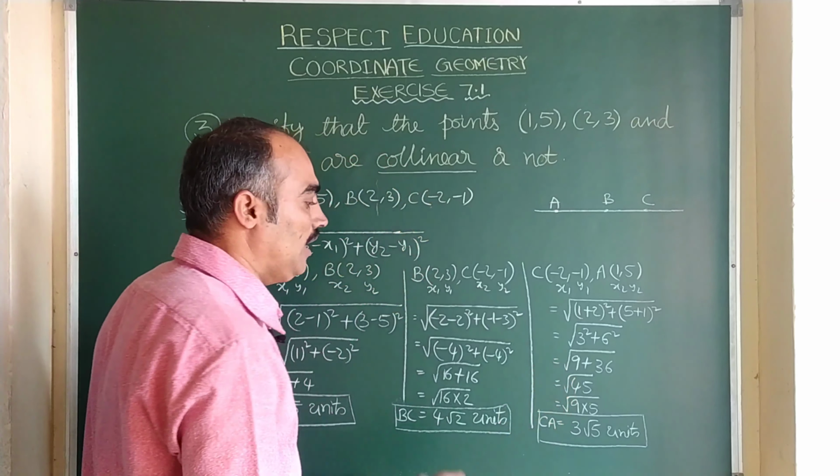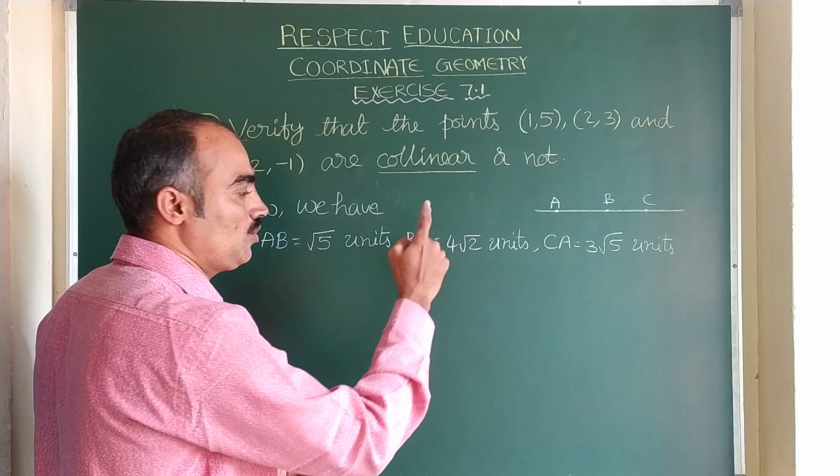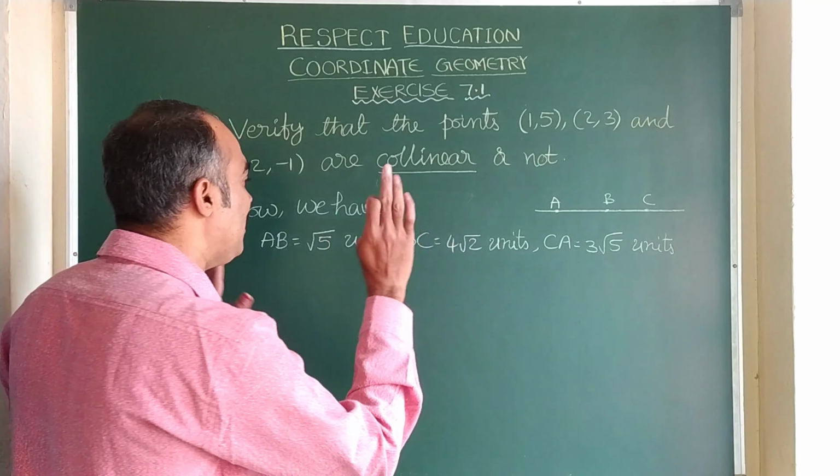These are the values we just got. AB equals root 5 units. BC equals 4 root 2 units. CA equals 3 root 5 units. As I have told you, if you add any two of the values, you should get the third one. Let us check, can we add root 5 and 4 root 2? It is not possible. Why? Because this is in terms of root 5 and this is in terms of root 2, so we should leave the value as it is.